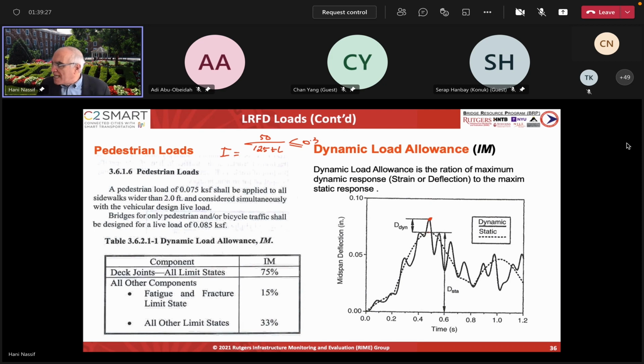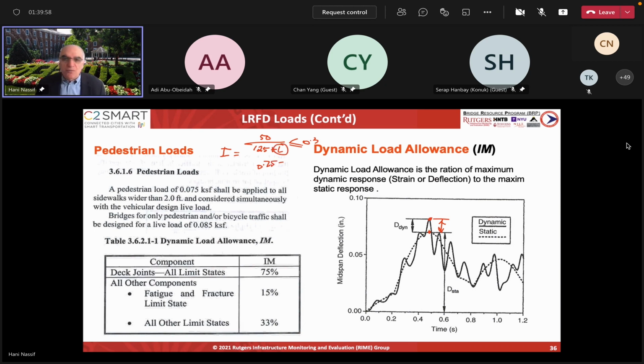The way we do it is we take whatever is static from the design, you put an HS20 truck, you find the maximum moment, and then you multiply it by a certain factor to accommodate for this amplification. Now, in the past, it was this equation. And if the bridge was 100 feet, you'd get something about 0.25, 0.27. So your value I was always going to be between 0.25 and 0.3. That was the range.